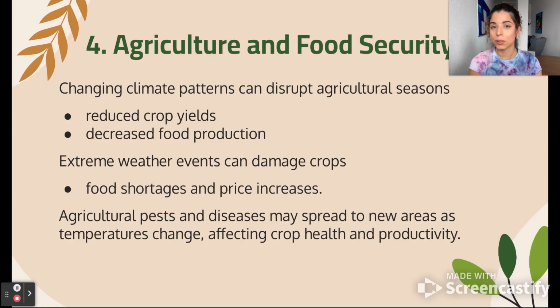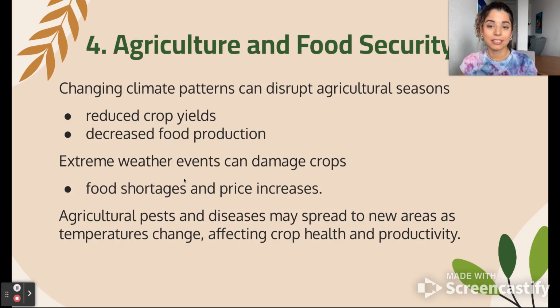Then we have agriculture and food security. So these changing climate patterns can disrupt agricultural seasons. Some of the implications that has is reduced crop yields. So just not being able to produce the typical amount of food that we're able to. And that decreased food production also has implications, right? If we have food shortages, prices will increase, right?